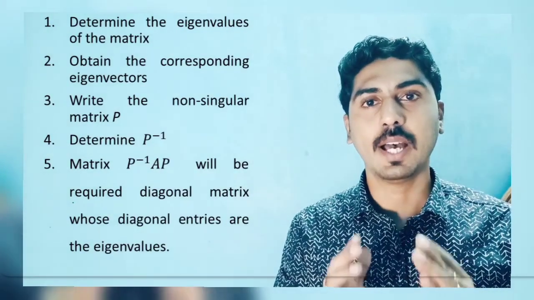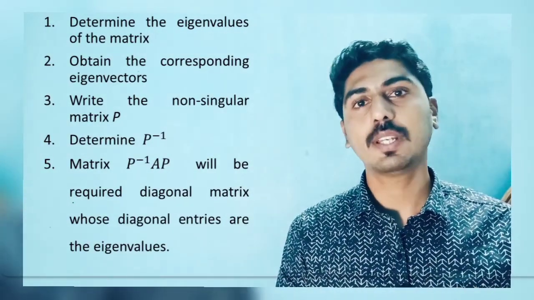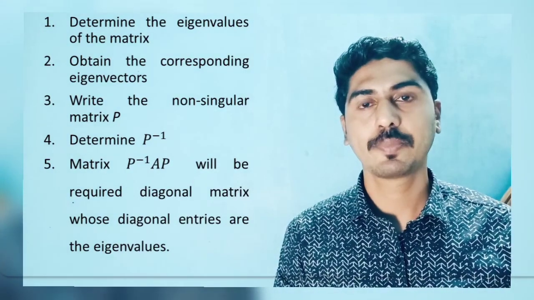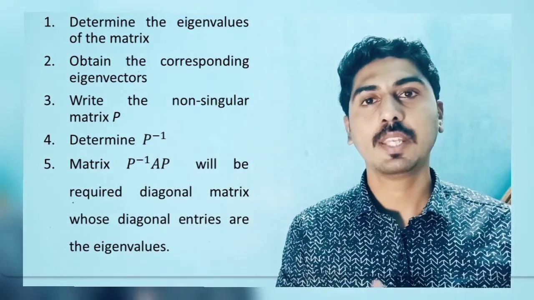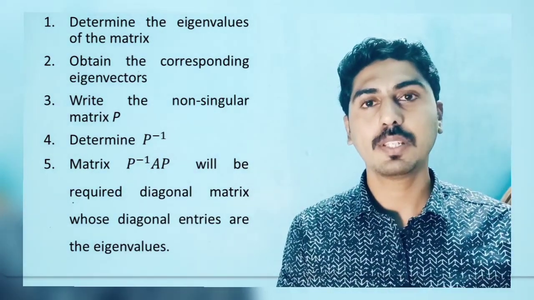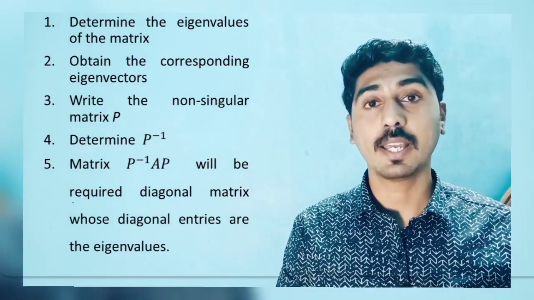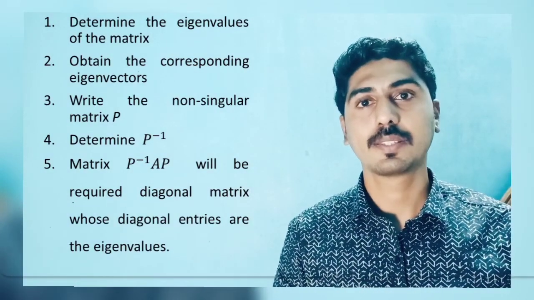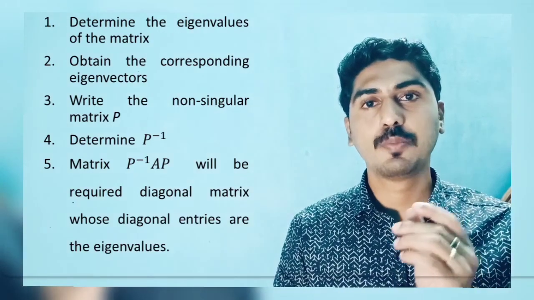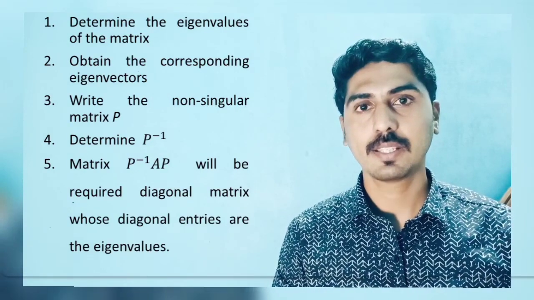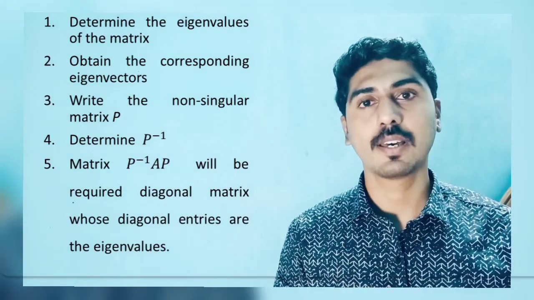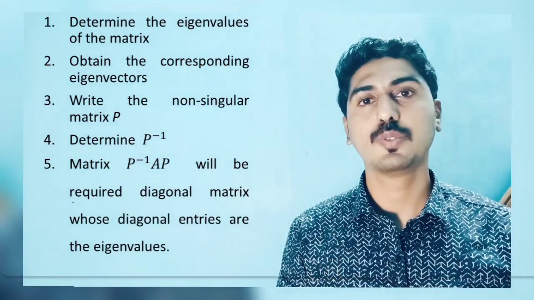To summarize, given a real symmetric matrix, first you have to find out the eigenvalues of that matrix using the characteristic equation of that matrix. Then you have to find out the corresponding eigenvectors. Then you can form the matrix P, in which the columns are nothing but the eigenvectors of this matrix. And finally, if you consider P inverse A P, you will get a diagonal matrix in which the diagonal elements are nothing but the eigenvalues of the given matrix.